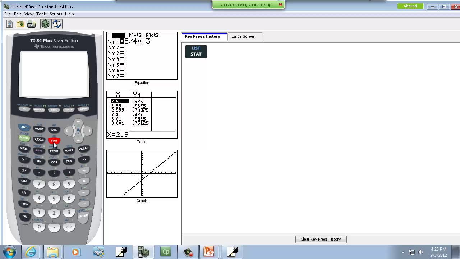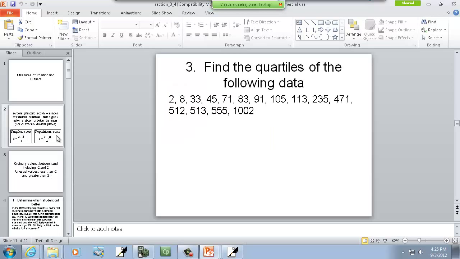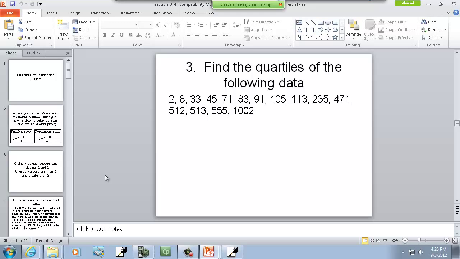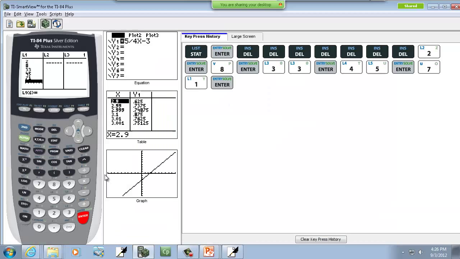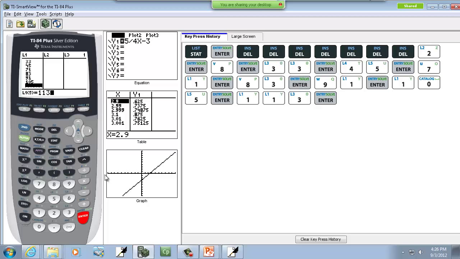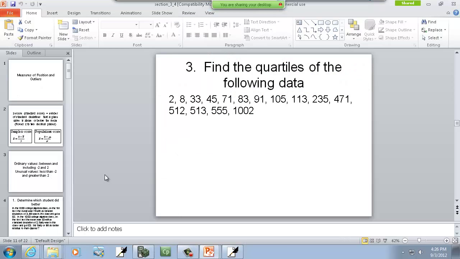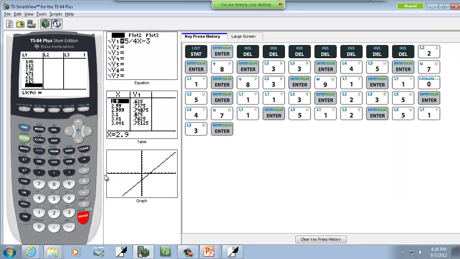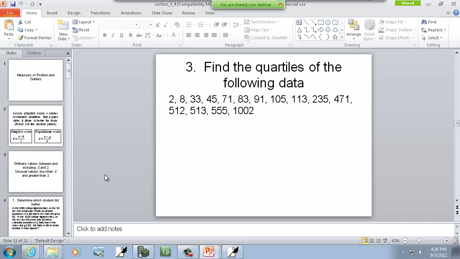I'm going to press my stat button, do enter on edit, and delete a few times to get rid of the numbers that are there. And we got 2, 8, so 2 enter, 8 enter, 33 enter, 45 enter, 71 enter, 83 enter, 91 enter, 105 enter, 113 enter, 235 enter, 471 enter, 512 enter, 513 enter, 555 enter, and 1002 enter.